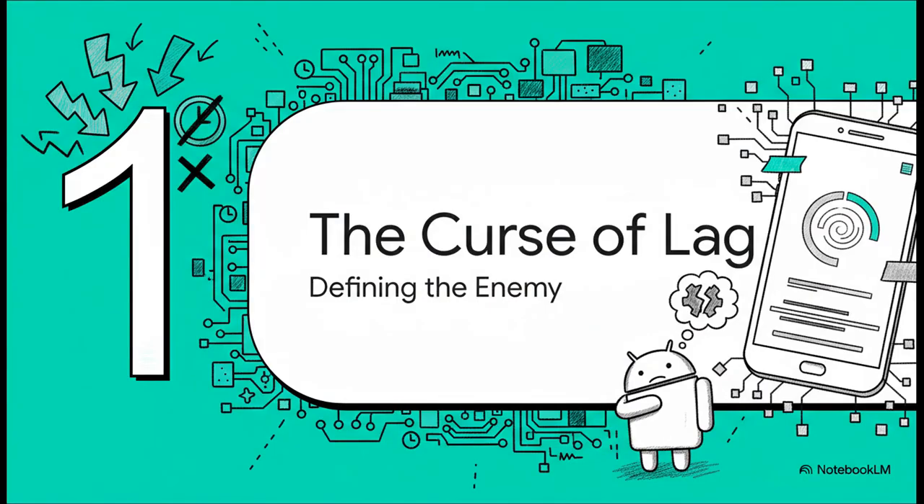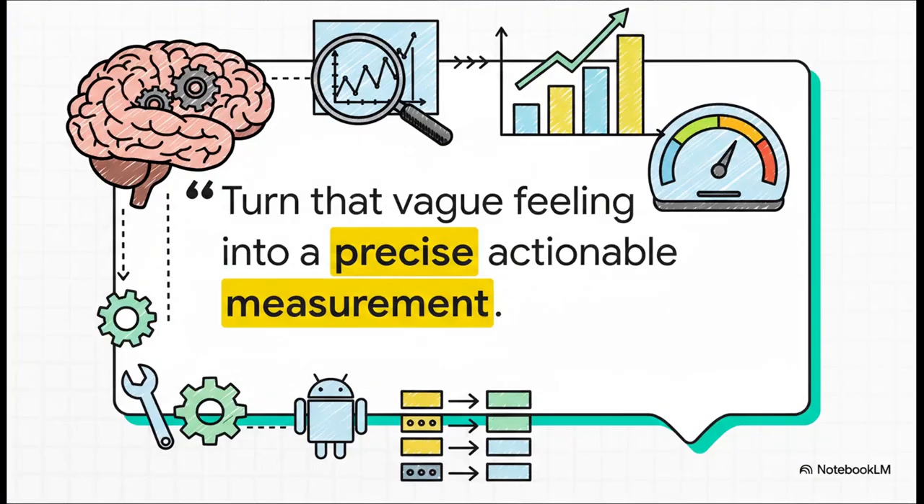Okay, so first things first, let's define the enemy. It's that subtle stutter when you're scrolling, that frozen screen, that little moment of unresponsiveness that just completely ruins an otherwise amazing app. We're talking about lag, of course, and really understanding what it is, that's the first step to beating it. And I absolutely love this quote because it just hits the nail on the head. Tuning an app's performance isn't some kind of dark art or magic. It's a science. It's all about stopping the guesswork and starting to use tools that give you precise, data-driven answers.